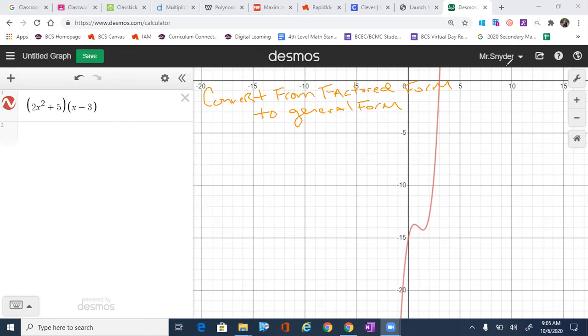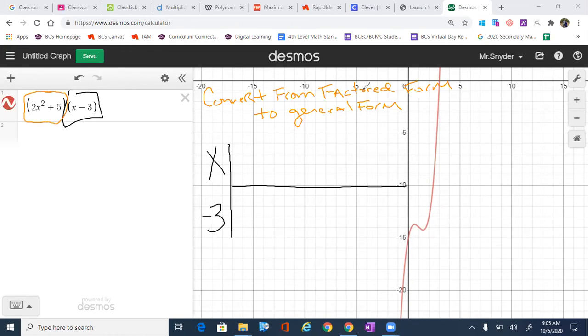So as we begin this, the first thing I like to do is set up the area model. I pick one of the binomials, let's take x minus 3, and I put it right there on the side of the area model, and I draw a line right down the middle. After that, I go to the other binomial that is there. In this case, it is 2x squared plus 5.